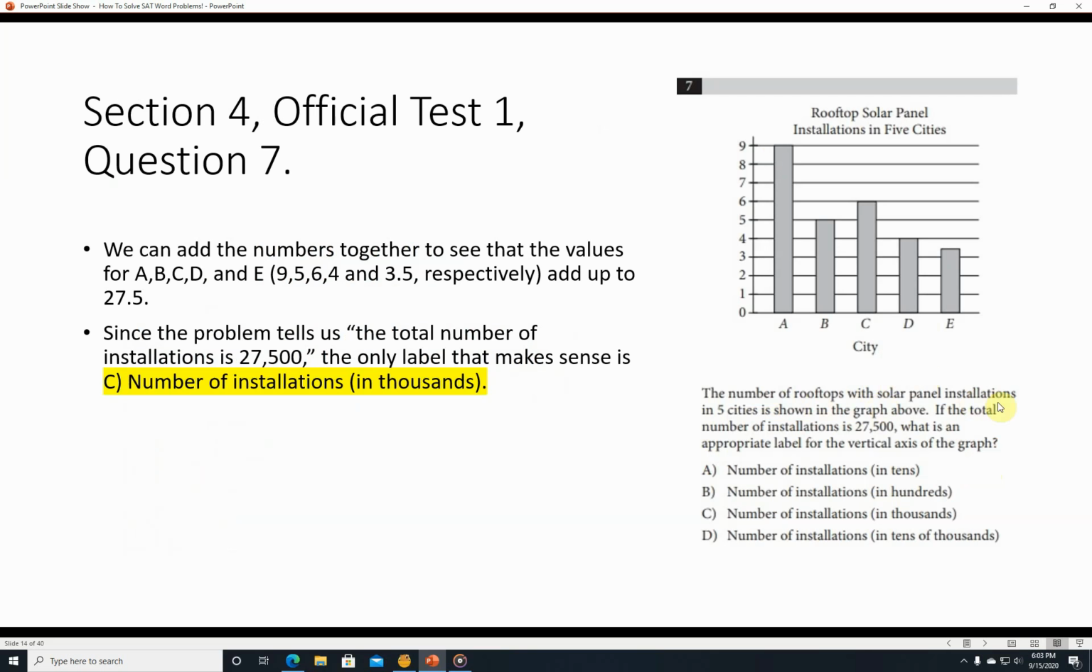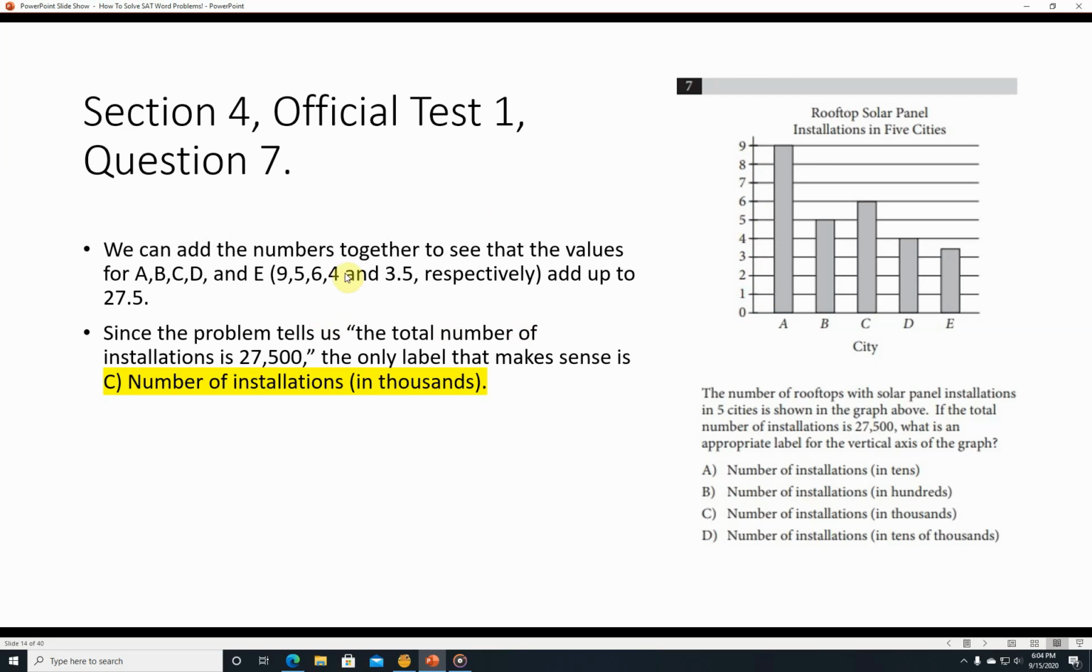So the number of rooftops with solar panel installations in 5 cities is shown in the graph above. If the total number of installations is 27,500, what is an appropriate label for the vertical axis of the graph? Well, we see these numbers. The vertical axis is the one that goes up and down. It's the y-axis. So we have 0 through 9. Not 1 through 9, 0 through 9.